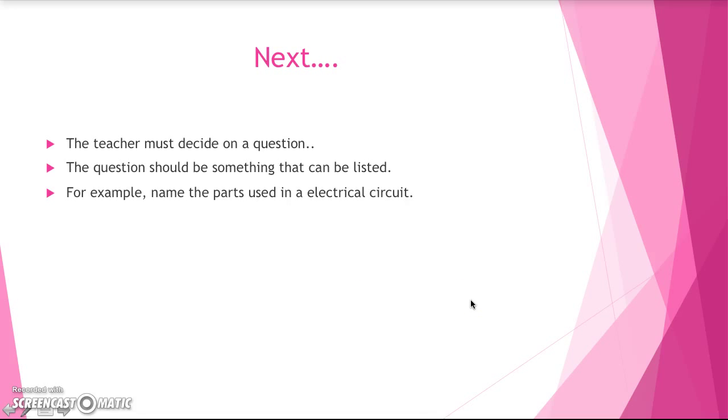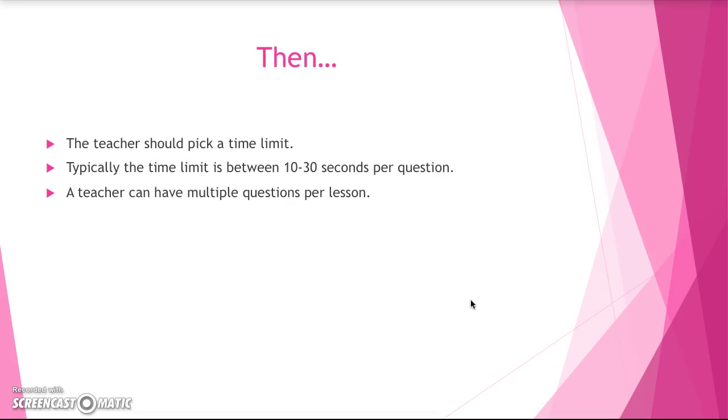So next, the teacher must decide on the question they're going to use. The question should be something that can be listed. So the answer should be something that we can list in kind of a format. So usually it's just right there, facts or things like that. So one example I used is name the parts used in an electrical circuit. So there's different parts that you use in an electrical circuit. So the partners are able to answer that question, and they're able to give multiple answers. That's the key. You want to be able to give multiple answers in a list format.